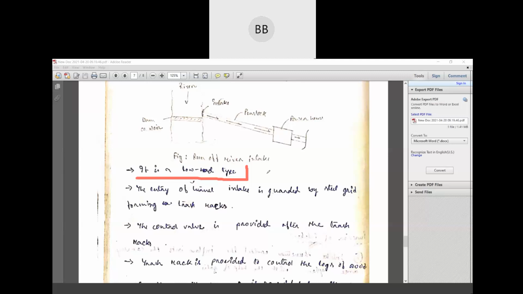Like in a high hydropower plant where you have a high dam and a big reservoir to store water, there we cannot use this runoff river intake. We have to use some other intake, which we are going to discuss later on. So these are very small intakes. This intake structure is very small and is also low head type. So first point you write, it is a low head type.